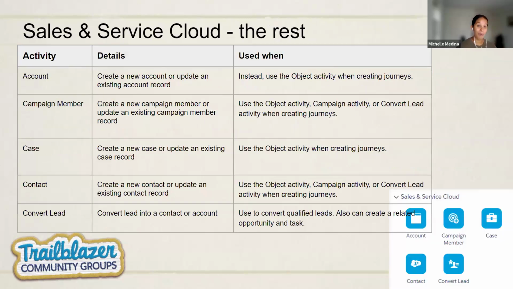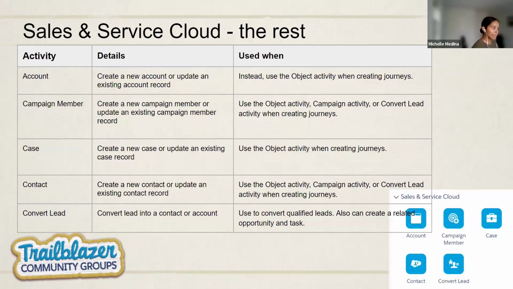And we'll just walk through the rest of these activities. Again, as I mentioned, these are mostly the legacy activities. So definitely use the object activity when you want to create or update one of these individual objects, but we just wanted to walk you through to get a better understanding of what they really are. So as mentioned, the account activity creates a new account or can update an existing account. Like I said, mostly you'll see this in the used when column: definitely use the object activity instead.